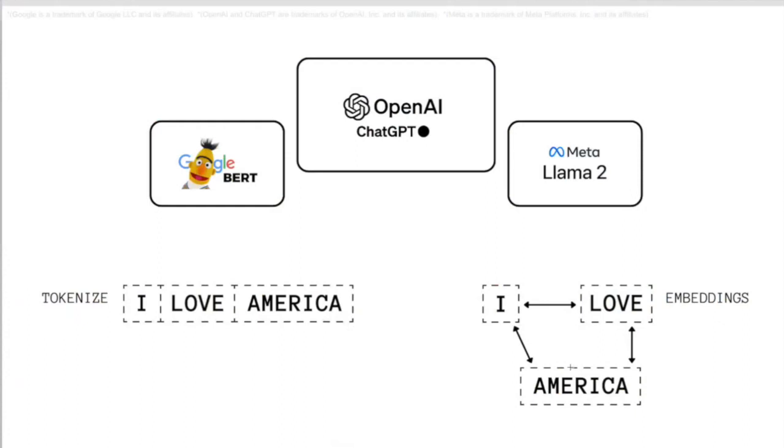There are two main parts of natural language processing. The first part is tokenizing, and the second part is embeddings. Tokenizing would be, for instance, breaking the sentence up into three different tokens or parts of speech. We've got I love America, so three tokens. The next part is embeddings. That is getting a mathematical vector to show how these words relate to each other in a sentence.